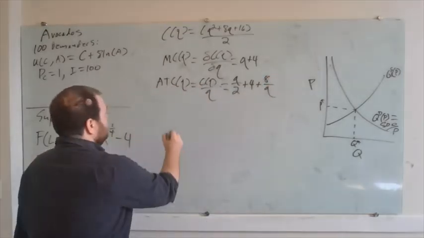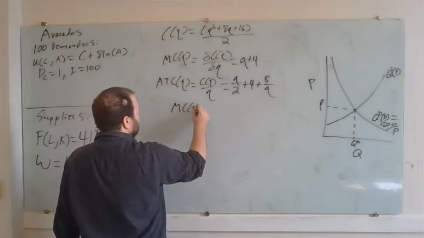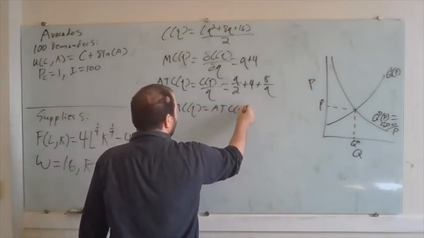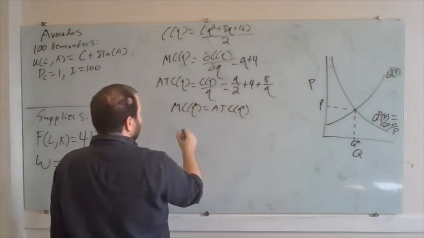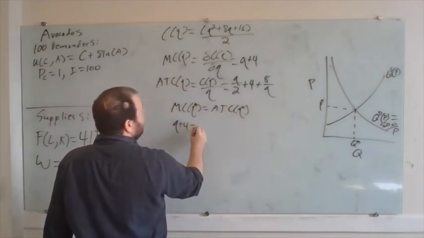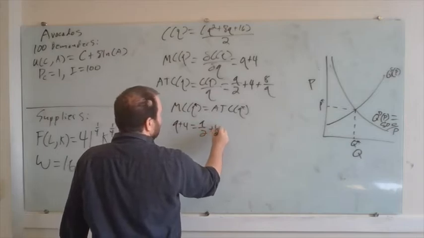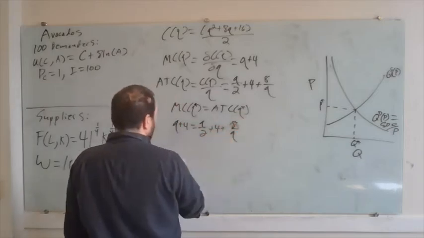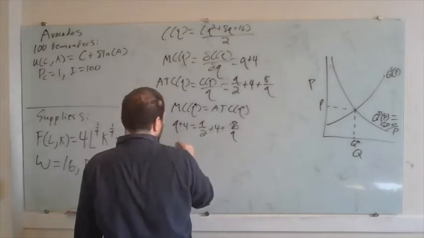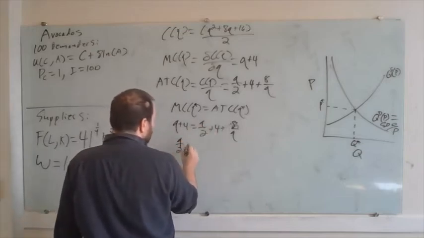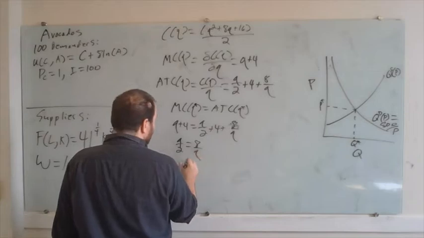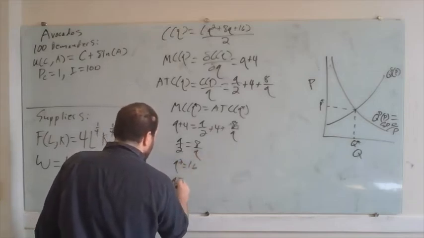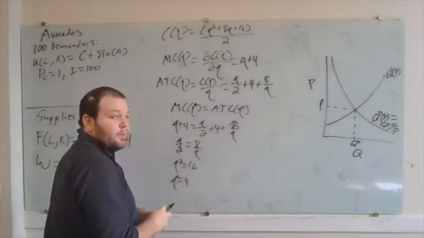Cool. So MC of Q equals ATC of Q at Q star is going to tell us Q plus 4 equals Q over 2 plus 4 plus, I'm sorry, plus 8 over Q. So that tells us that Q over 2 equals 8 over Q. Q squared is going to equal 16. Q is going to equal 4. Q star is going to equal 4.